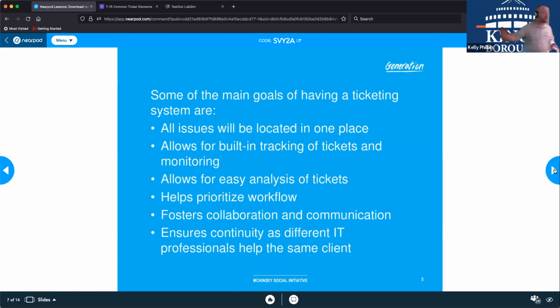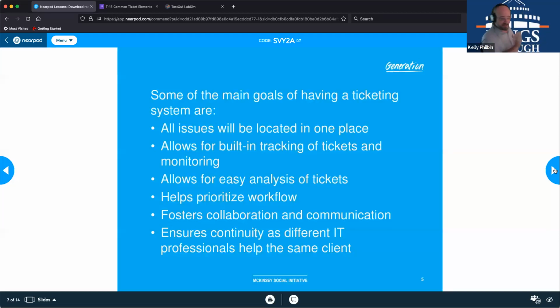All right. So all issues are located in one place, centralized so that it's easy to manage. The data location is there. We can work off of each other's fixes, learn from each other, all that kind of fun stuff. It allows for built-in tracking of tickets and monitoring. If you're handling dozens of tickets a day, you may forget that you were supposed to call Frances at 3 o'clock, and she's going to get really upset if you call her at 3:15.